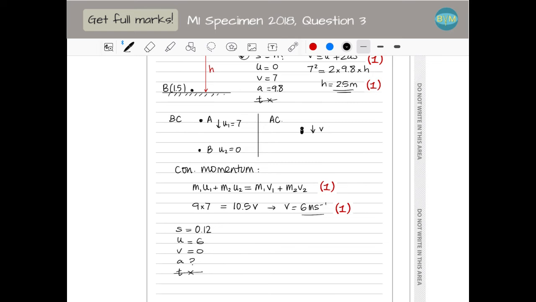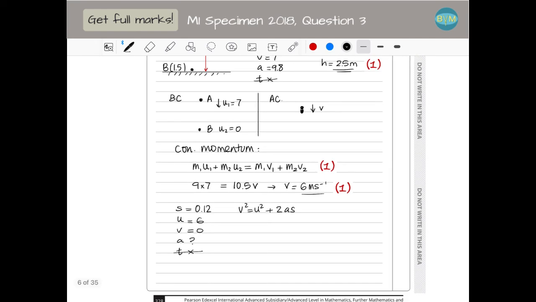So we are going to use a SUVAT equation without time, which is v squared equals u squared plus 2as. Sorry, I'm mixing equations. Again, one mark for correct method. We are using a SUVAT equation with that second part of the motion, so under the ground.